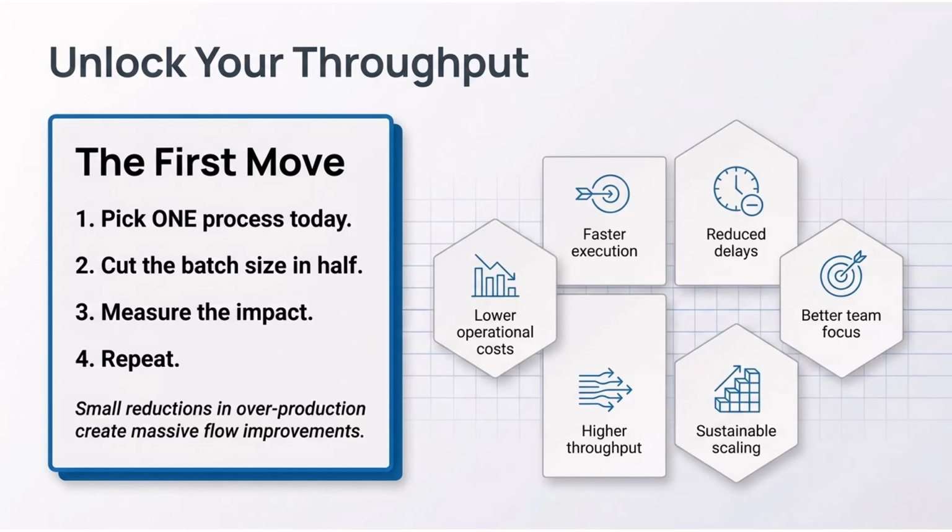Now, from a file perspective, that could literally be stopping doing certain reporting and then understanding who's actually reading that report. Measure the impact and then repeat the process, and you'll start to see a real difference in your throughput if you can start to identify, one at a time, what these types of batches look like. You're going to lower your operational costs, things are going to get faster, you reduce your delays, you get higher throughput, you'll have some kind of sustainable scaling because you'll understand what your throughput should be, and your team will be better focused because they won't be doing all of these other tasks that aren't actually needed.